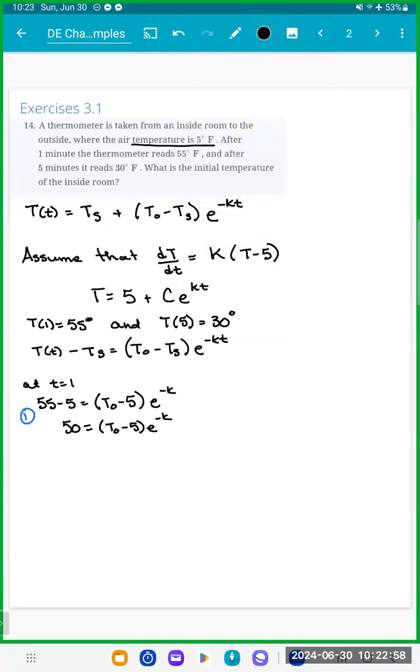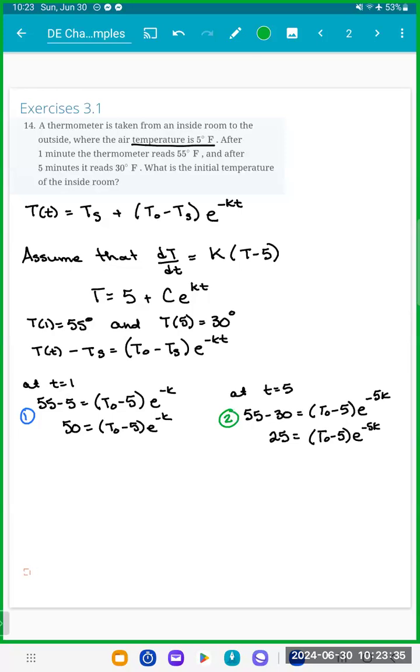We'll see here in a minute why we are referencing the two. Also, we want to look at t equal to 5, right? So when t is equal to 5, we have 55 minus 30, which is equal to T0 minus 5 e to the negative 5k. That simplifies to 25 equals T0 minus 5 e to the negative 5k. Let's let that be our second equation, because what we really want to do is divide equation 1 and equation 2.